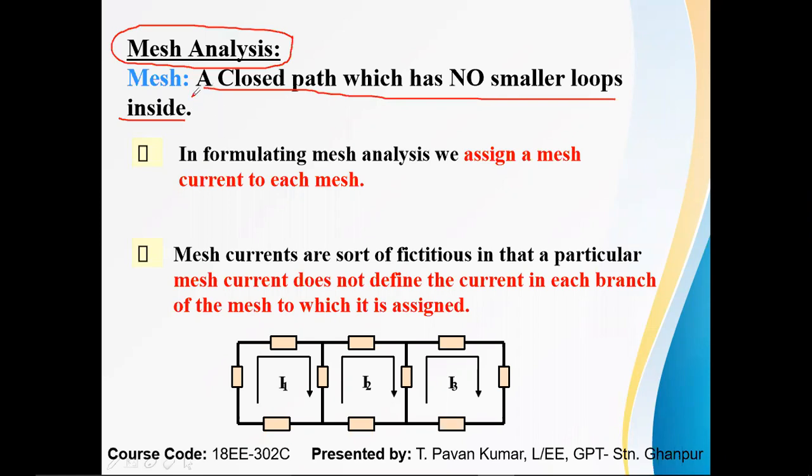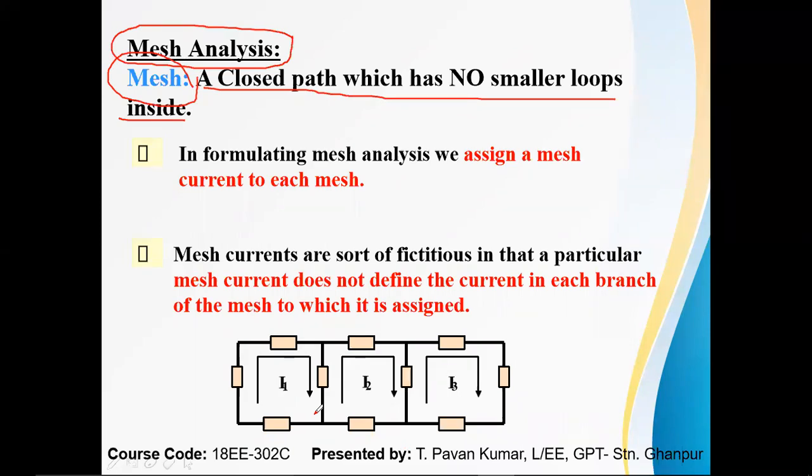So here we are using meshes only. We are using meshes, not loops. That is the reason I am denoting here a mesh as only one loop. There is no interlinking of meshes, which would be a loop. I am not considering loops, I am considering only meshes.